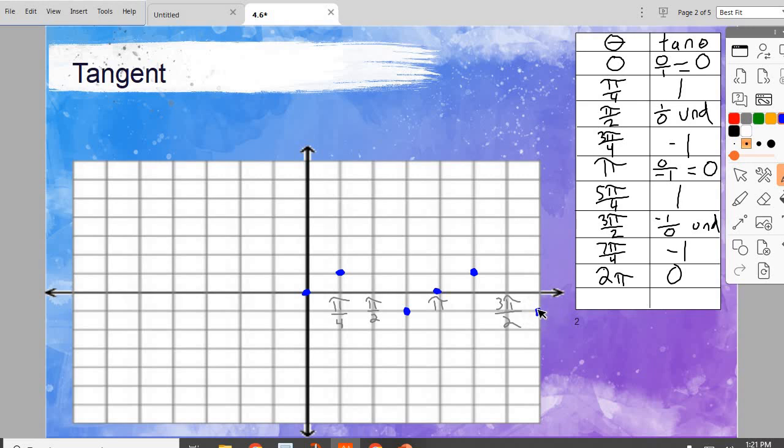Now, what happens when I have a value that is undefined on my graph? Correct. So we have a break in our graph of some sort. What have we looked at on our graphs where there's a break in that graph? There were holes, and there was also what? What's the other one? Asymptotes. So your tangent graph has asymptotes. Specifically at pi over 2 and at 3 pi over 2.